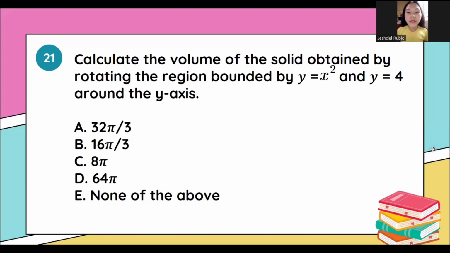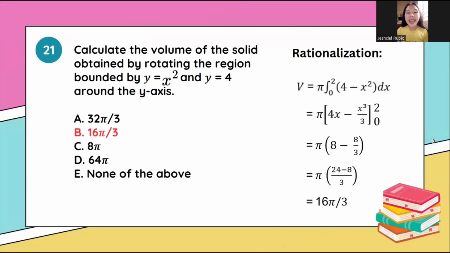Calculate the volume of the solid obtained by rotating the region bounded by y equals x squared and y equals 4 around the y-axis. Letter A, 32 pi over 3. Letter B, 16 pi over 3. Letter C, 8 pi. Letter D, 64 pi. Or letter E, none of the above. So what is the correct answer? So the correct answer is letter B, 16 pi over 3.